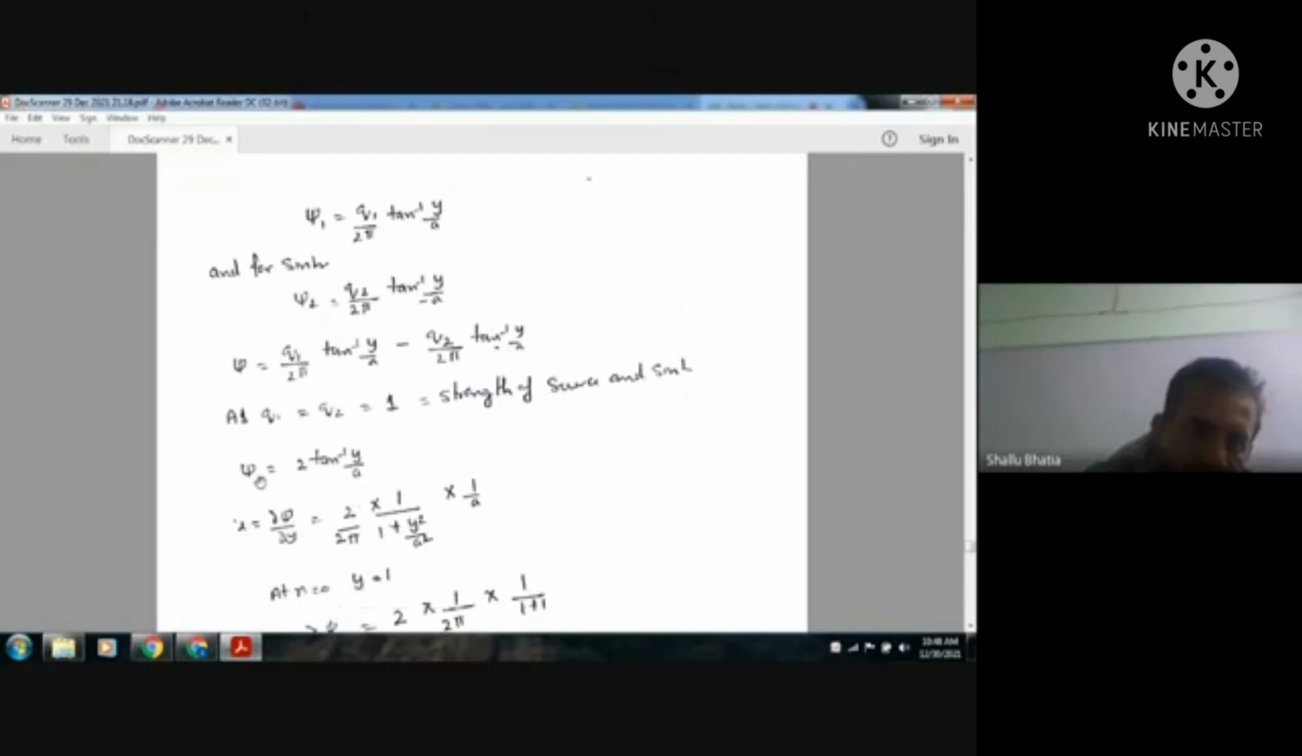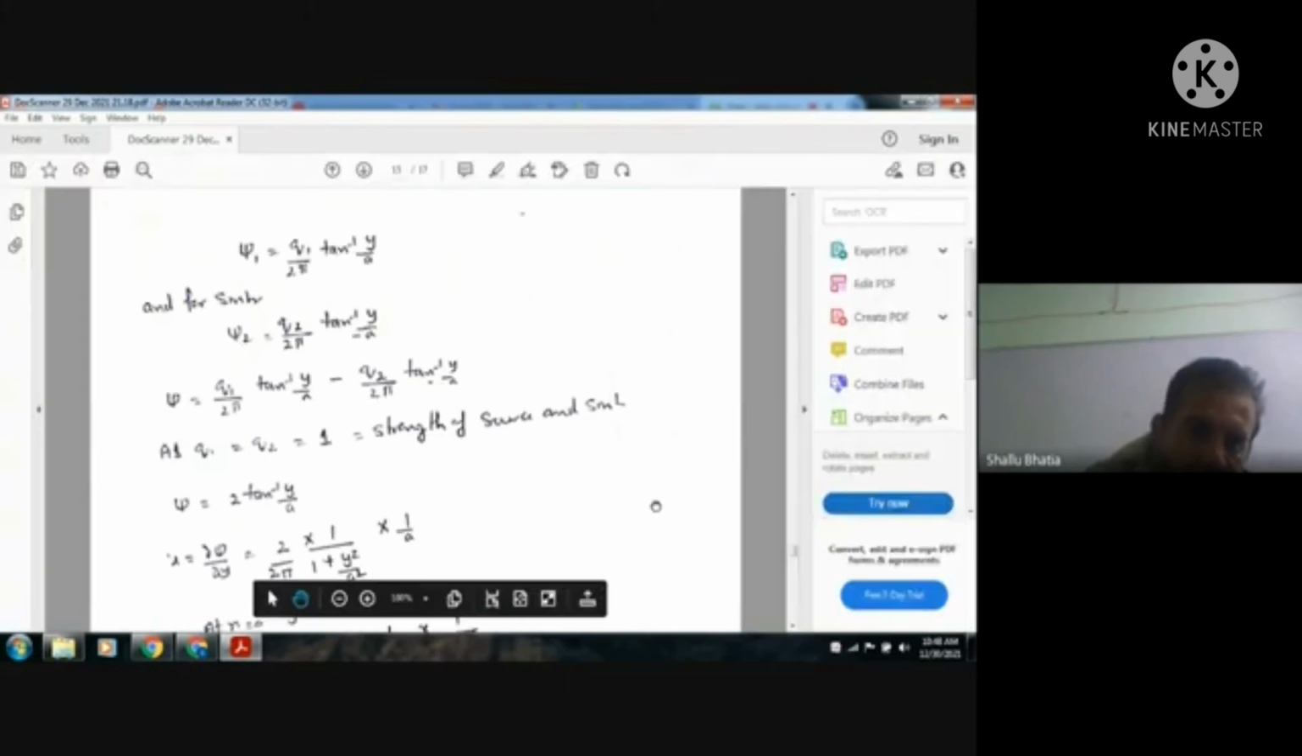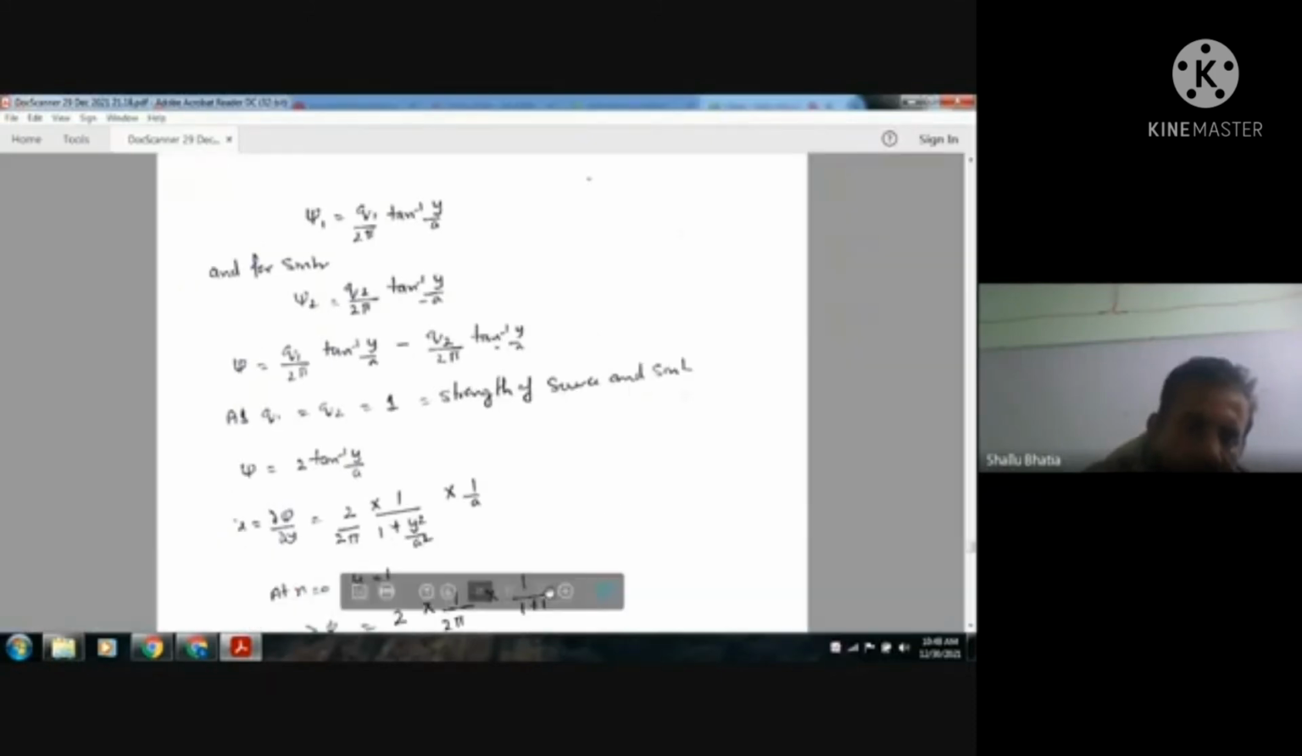Differentiating with respect to y, it should be 2 by 1, divided by 2 pi. So the result will be 2 by 2 pi times 1 by (1 plus y square by a square), times 1 by a.